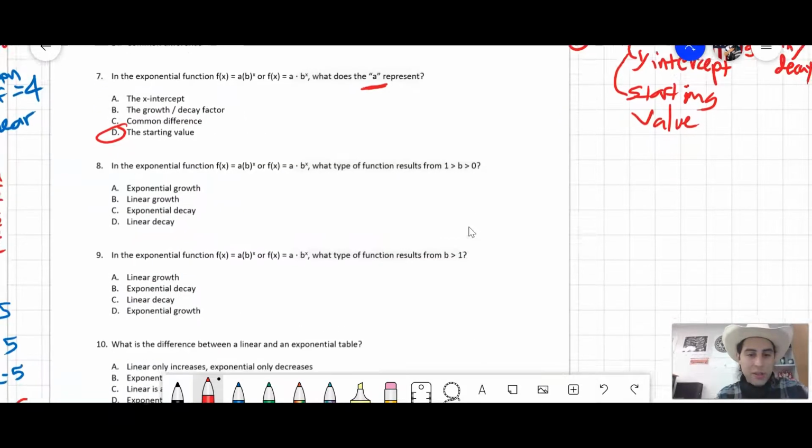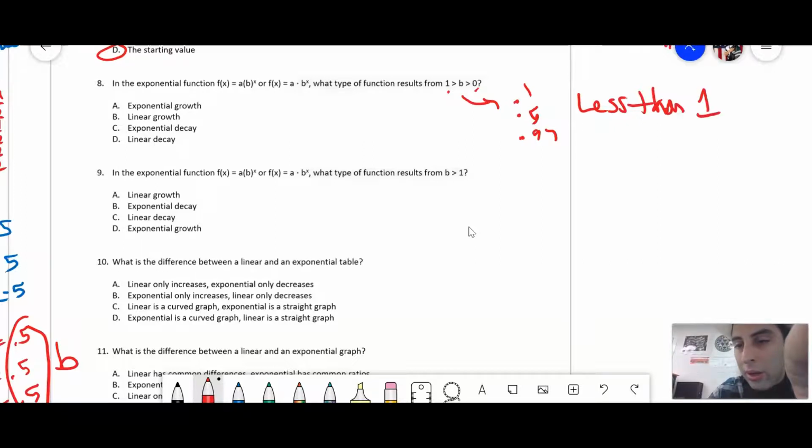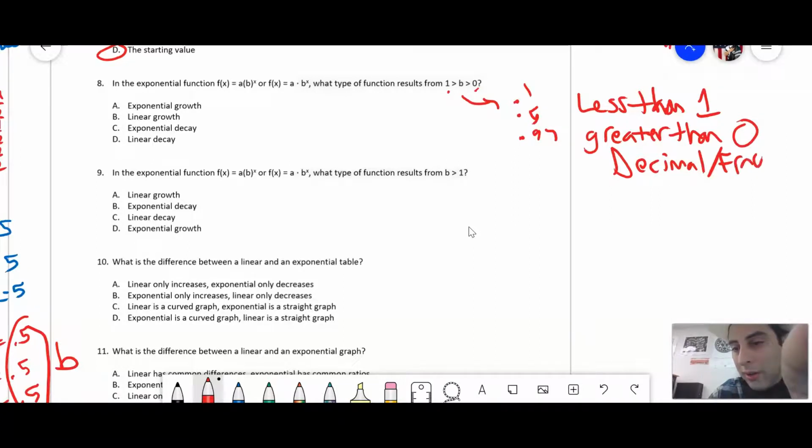All right, number 8. In the exponential function, what type of function results when b is between 1 and 0? That means b could be like 0.1, 0.5, 0.97, anything that's less than 1 but greater than 0. And that's going to be a decimal or a fraction.